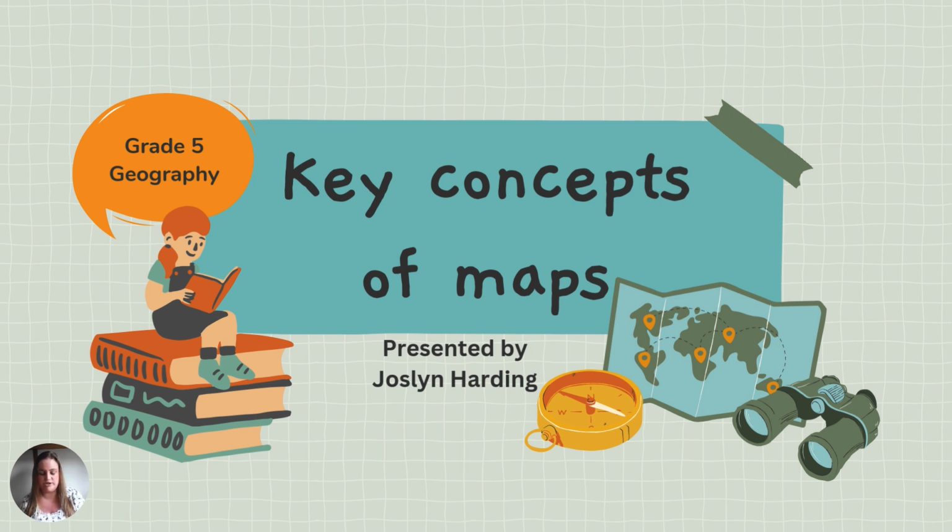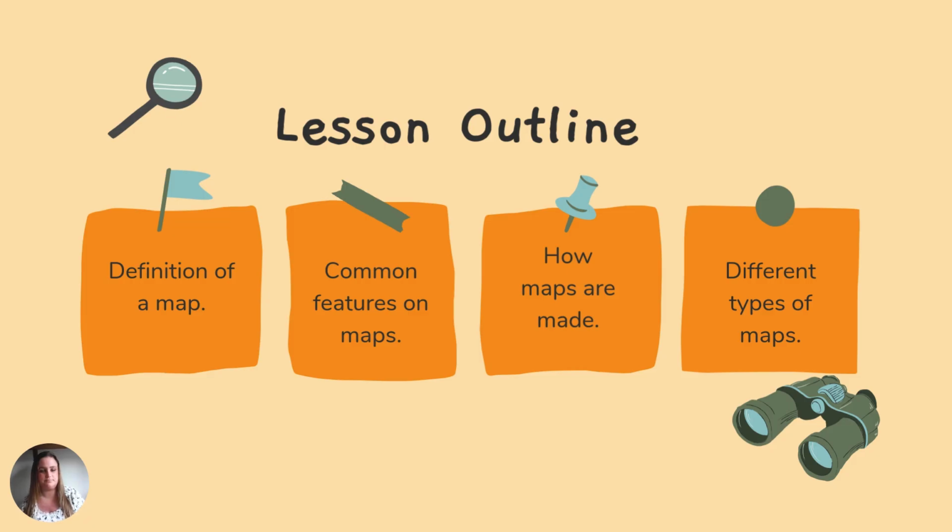Firstly, let's look at what we are going to be learning about in this lesson. Our lesson outline: a definition of a map, common features on maps, how maps are made, and then our different types of maps.